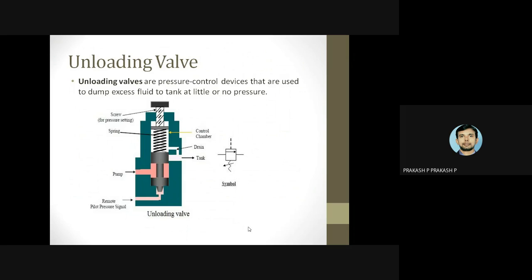You can see that there is a pump. At the bottom there is a remote pilot pressure signal, and there is a screw which is attached with a spring. You can see the symbol of the unloading valve at the right hand side. Whenever a system has excess fluid, or some pressure or no pressure, we can dump the excess fluid with the help of the unloading valve.